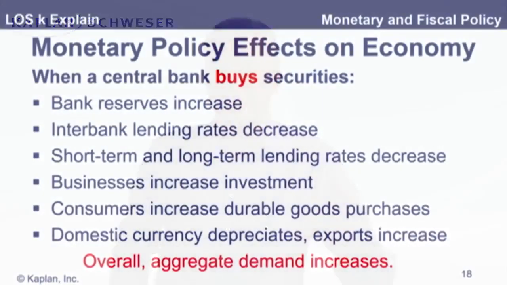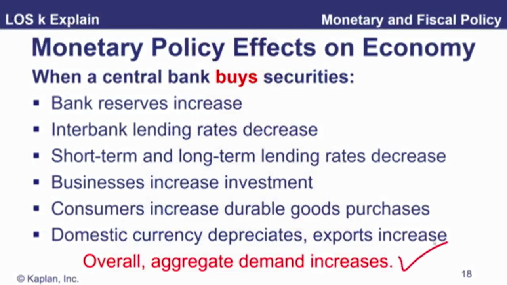Let's say we buy securities. So make sure you're comfortable with this. Buying securities, I'm taking pieces of paper from my member banks and in return handing them cash. Well, if I'm handing them cash, more money in the economy, that is expansionary. So the result we're looking for here is an increase in aggregate demand. And that certainly could just be the exam question. But any of these bullet points are examinable.